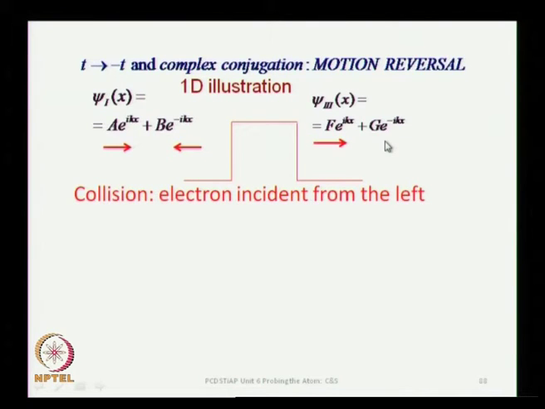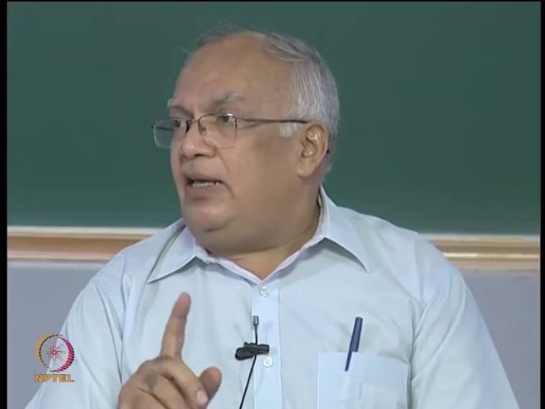So essentially what this means is that this collision is described in which the electron is incident from the left, and the entrance channel is unique. This is what I have been emphasizing, that the entrance channel is unique in this, then G must be 0, and G equal to 0 is the boundary condition which describes the collision in which the electron is incident from the left.